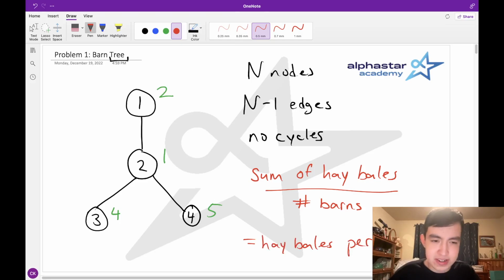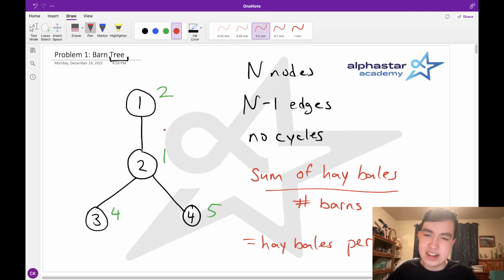So we already know at the start how many hay bales we need in each barn. And one thing we're going to do to make this a little easier for us to calculate the answer is to turn these numbers of absolute hay bales into relative numbers of hay bales. How many too many does it have, or how many too few does it have? And we can do this by just subtracting the number of hay bales per barn from the original number.